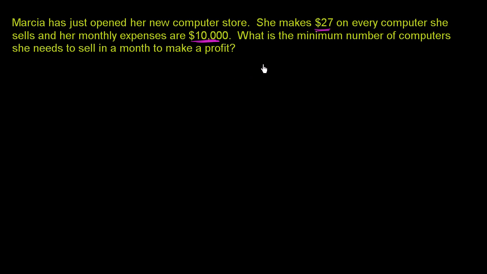Well, let's think about what we have to figure out. We have to figure out the minimum number of computers she needs to sell. So let's set a variable to represent that. Let x equal the number of computers she sells. Now let's think about how much net profit she will make in a month, and how many computers, the minimum number she needs to sell in order to make a net profit.